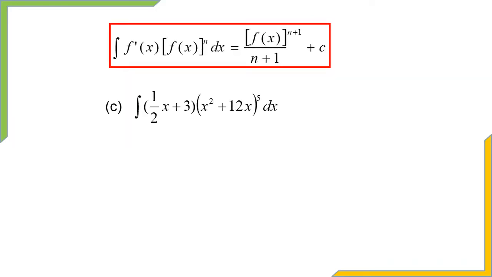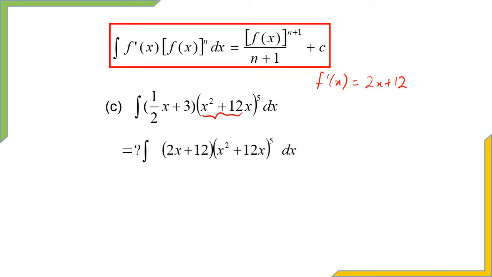So next question, question C. We have the integration of 1 over (2x + 3) multiplied by (x squared + 12x) all to the power of 5. Now we have this f(x) here, which is x squared + 12x. So f'(x) should be in the form of 2x + 12. So we write down at the bottom (2x + 12) multiplied by (x squared + 12x) to the power of 5. But what we have is 1 over 2 or 3 here, the value.